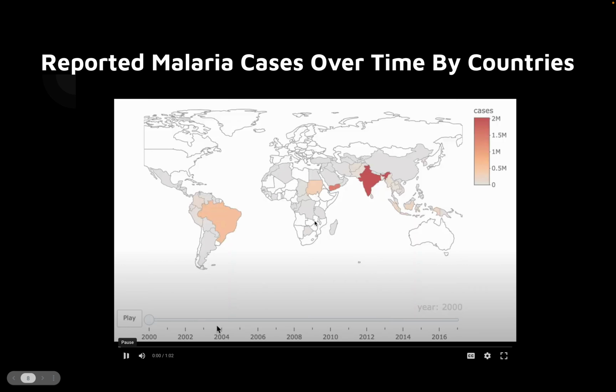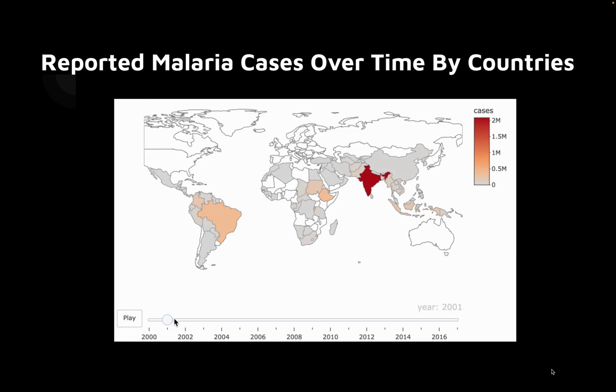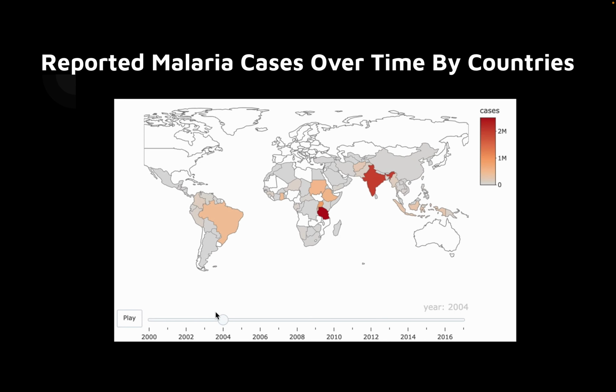So then we used the Plotly function to do a dynamic choropleth map showing the change in malaria cases in different countries over time. The color here represents malaria cases, and darker shades indicate more cases. White countries are not included in the study. We can see that most countries are shaded in gray, showing that malaria is concentrated in only a few regions.